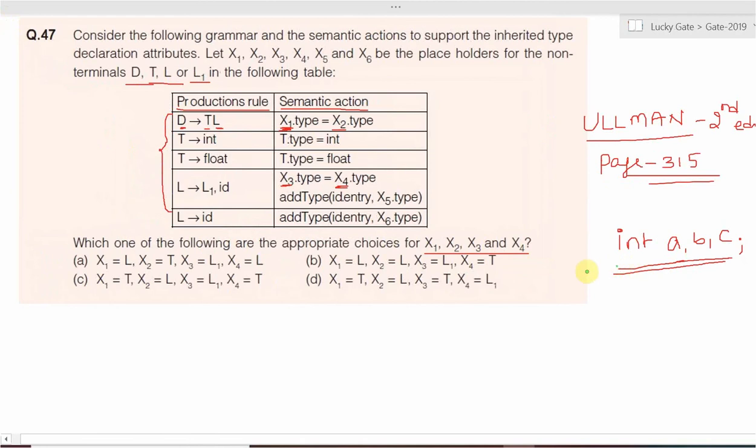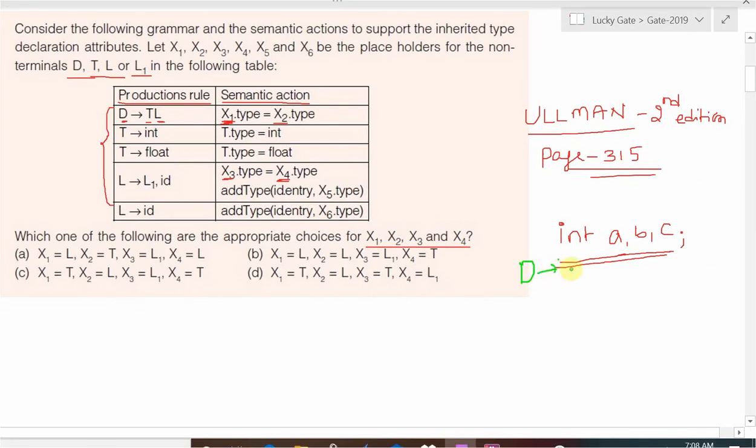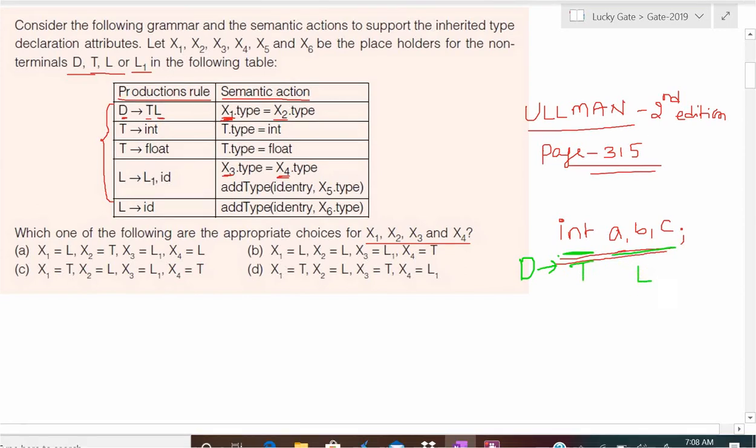Now observe, this is a declaration. T is a type and a, b, c are called the list of identifiers. Now here a semantic rule is mentioned, x1 type equal to x2 type. So here I can say the type of a, b, c is integer.